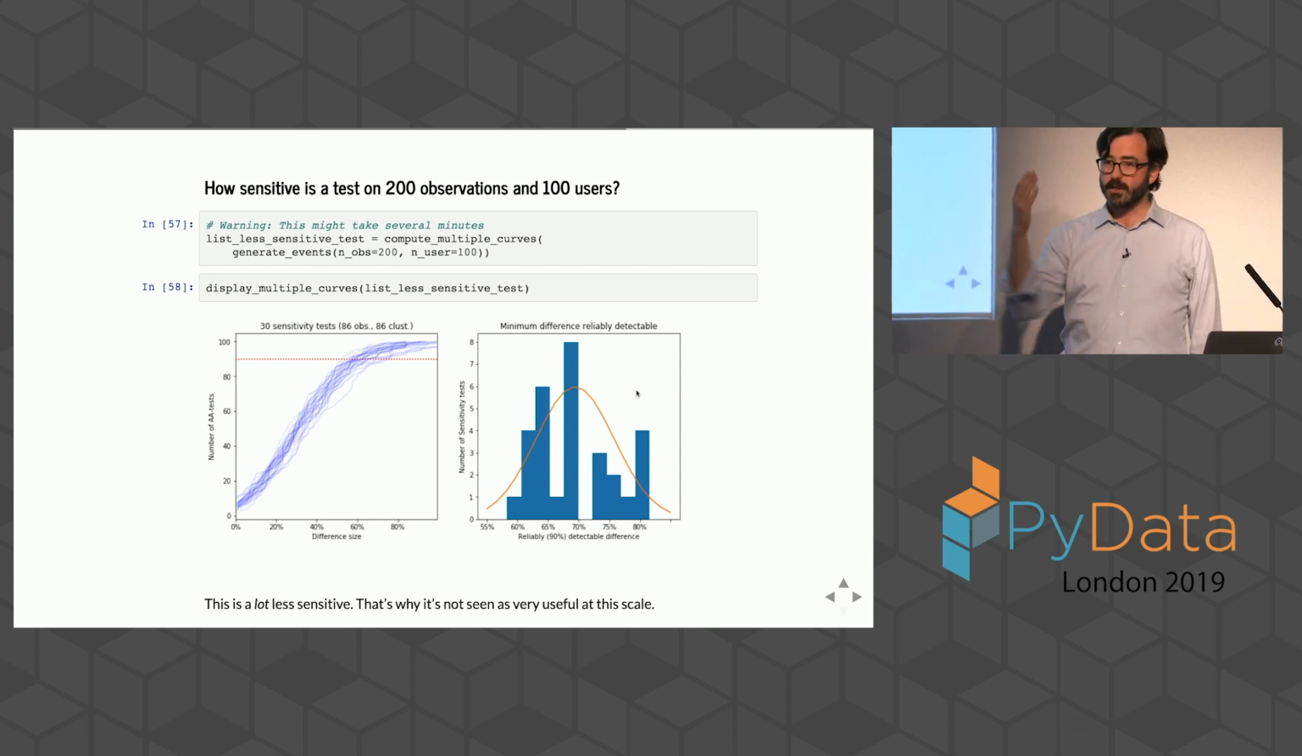But at least, for the specific data that you have for your website, you can tell your stakeholders, this is how much I can detect reliably. Does that make sense?